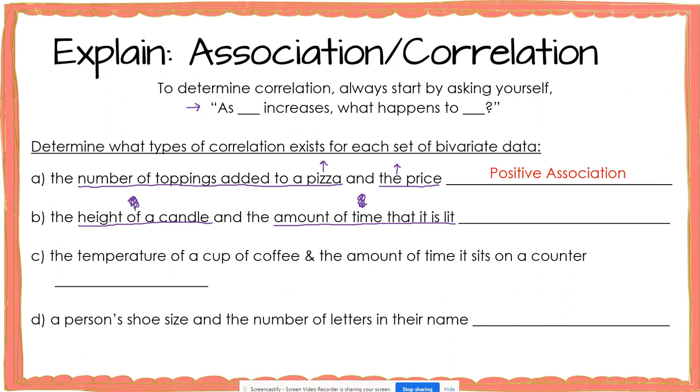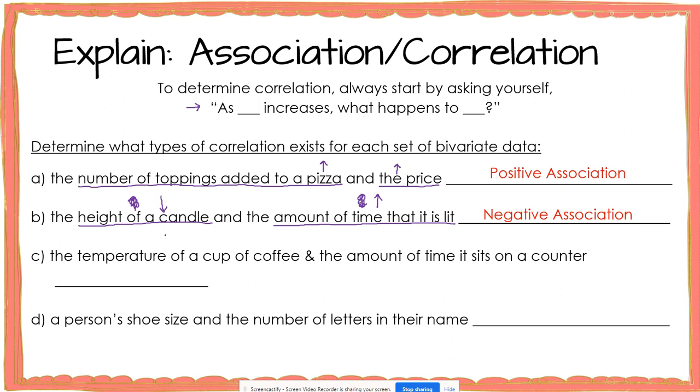You can also think about it in reverse. So I could have thought about it in this case. As the candle is lit more, so the amount of time that the candle is lit increases, the height of the candle is actually going to go down. So because one of them is going up while the other is going down for each of these, that would be considered a negative association.